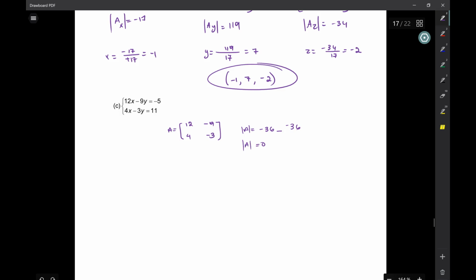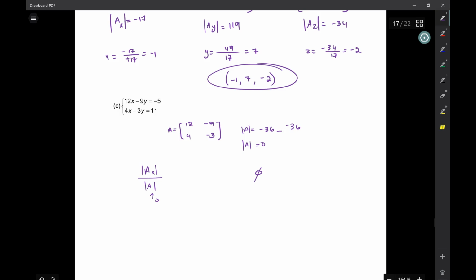Okay, so now, remember with Cramer's rule, what you have to do is determinant of AX over determinant of A. Well, if this is 0, then there is no solution here. Okay?